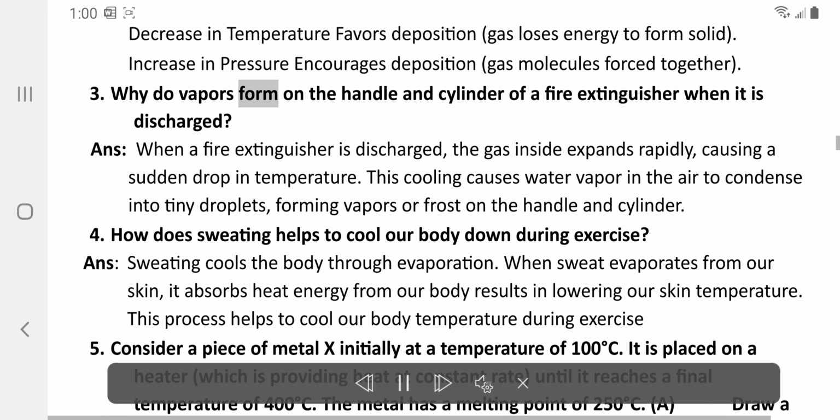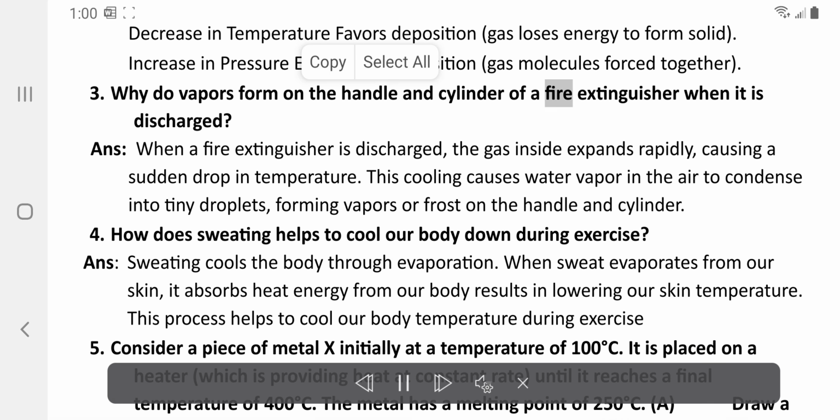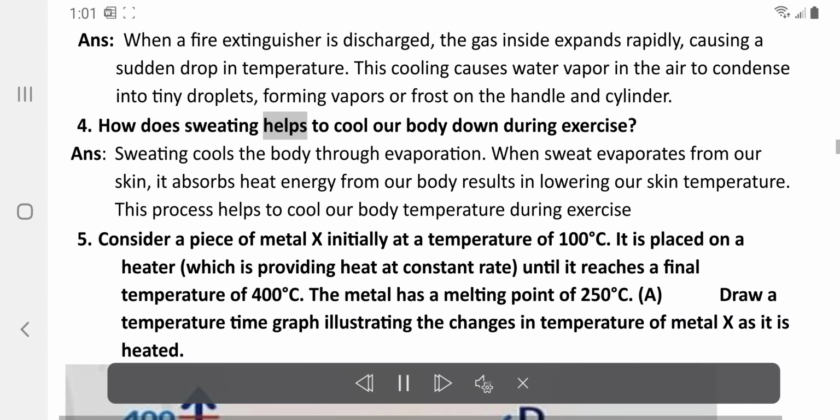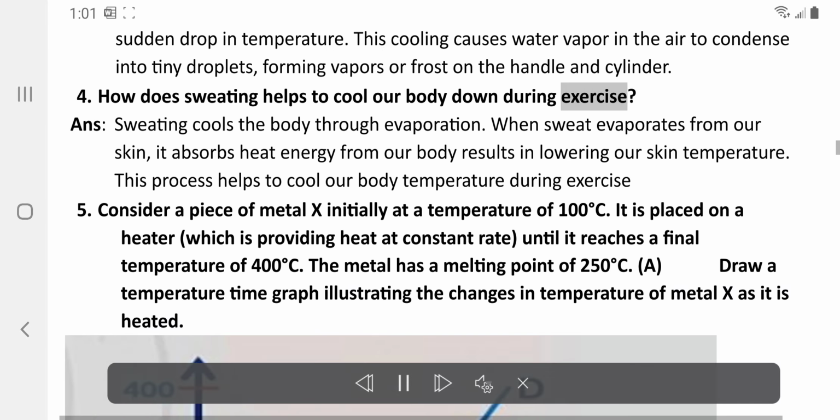Why do vapors form on the handle and cylinder of a fire extinguisher when it is discharged? Answer. When a fire extinguisher is discharged, the gas inside expands rapidly, causing a sudden drop in temperature. This cooling causes water vapor in the air to condense into tiny droplets, forming vapors or frost on the handle and cylinder. How does sweating help to cool our body down during exercise?